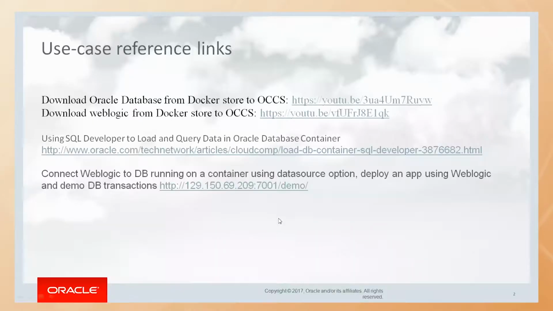These are some of the links that are useful for today's use case demo. The first one will help you download database image from the Docker Store to Oracle Container Cloud Service. The second link will help you download WebLogic image from the Docker Store to Oracle Container Cloud Service. The third link, because this image does not come with a HR schema, will help you upload using SQL Developer into the database. The last one is an app itself that I would demo so that a transaction is shown.